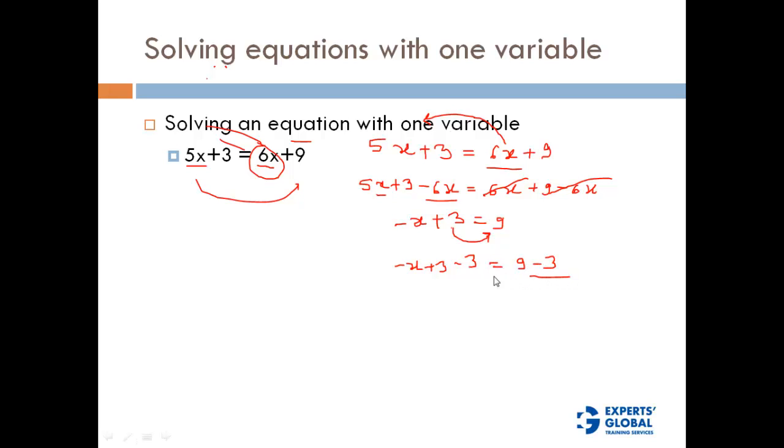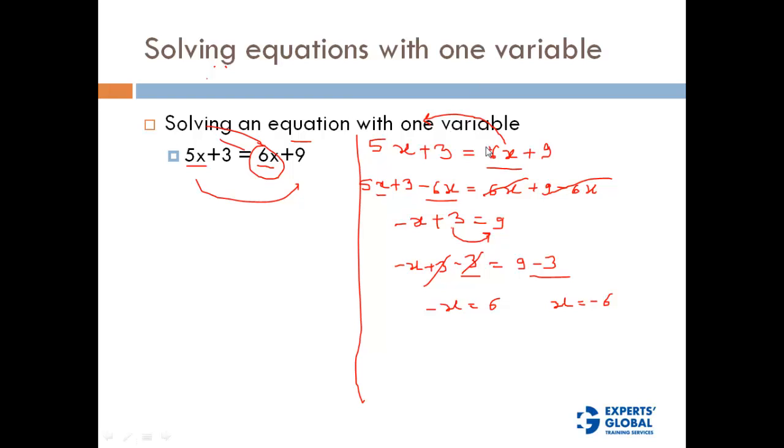So minus 3 operation we are doing on both sides. So 3 minus 3 get cancelled. What we get is minus x is equal to 6, which means x is equal to minus 6. Correct? Okay.